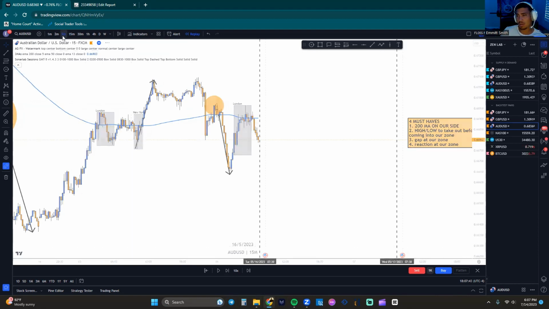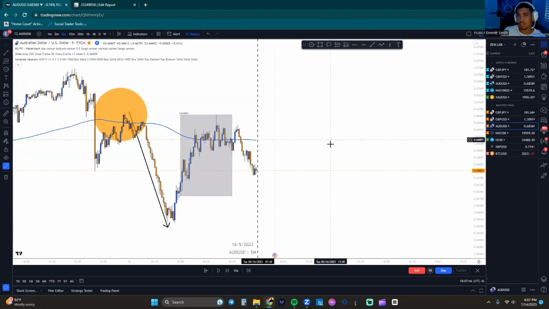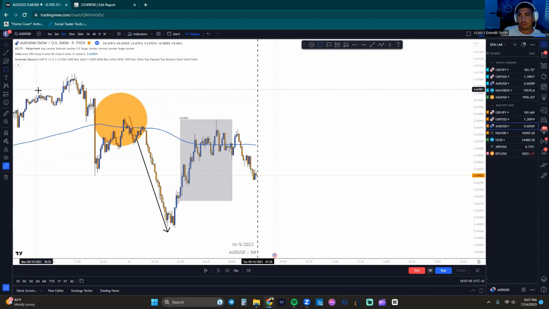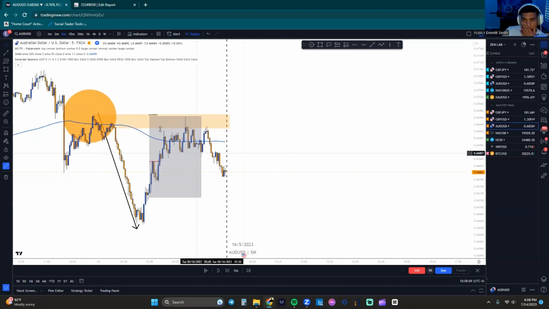So we're right at our trading time. And so it's like, okay, we could have taken this demand sitting right here. That's where price is currently playing off of right now. There's a nice gap sitting before it. 200 was on our side. We had a reaction in our zone. And there was a minor high to take out before coming up into it, which is right here. Okay. Now, that was during London, very clean play, so we couldn't participate.